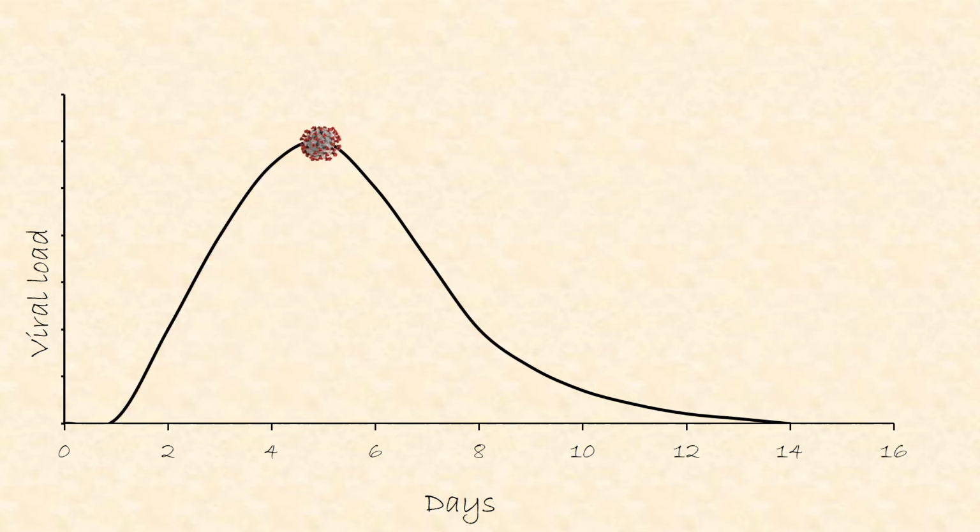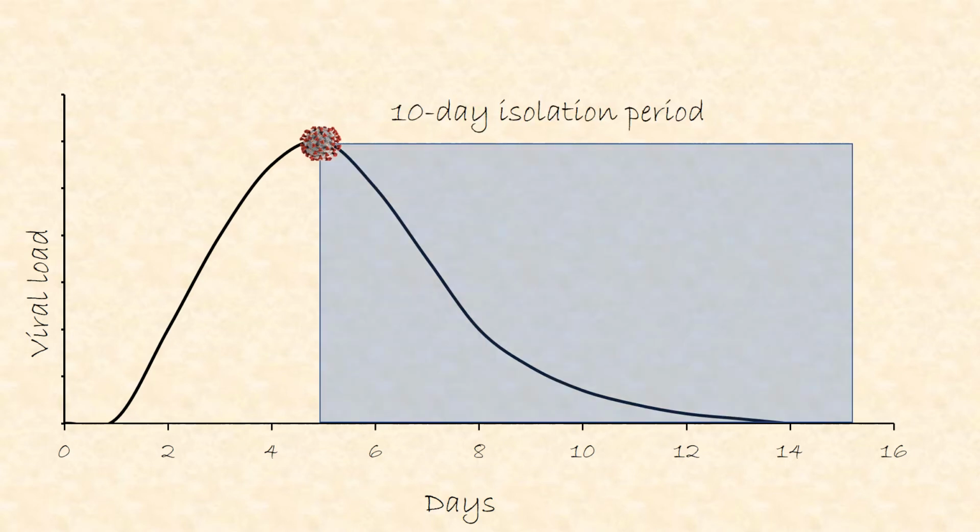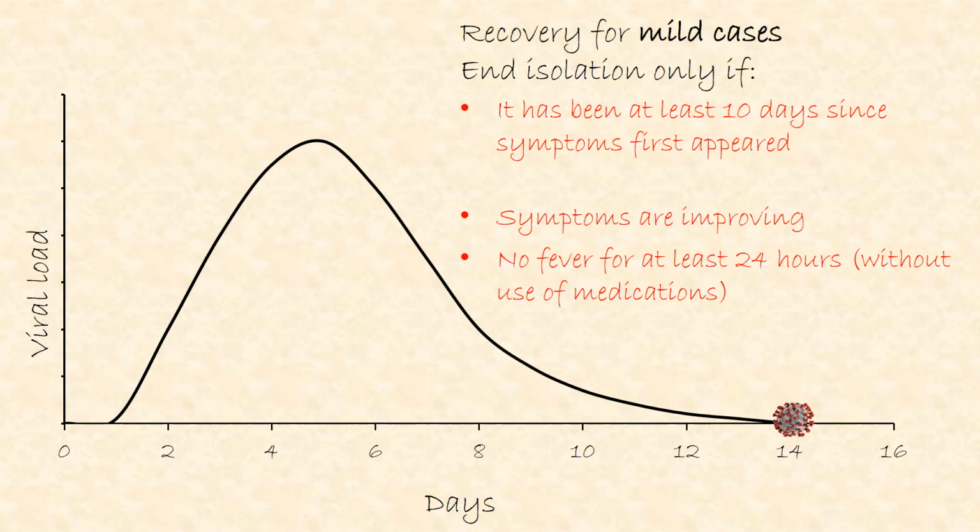Back to our timeline. Once you have symptoms, you need to isolate for at least 10 days so you don't get others sick. You can only end isolation if it's been at least 10 days since your symptoms first appeared, your symptoms are improving, and you haven't had a fever for at least 24 hours without the use of any fever-reducing medications. At this point, 10 days after symptoms first appeared, doctors think the viral load has been greatly reduced and it's unlikely you will get others sick.